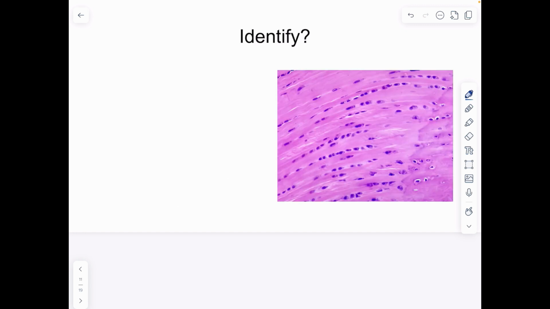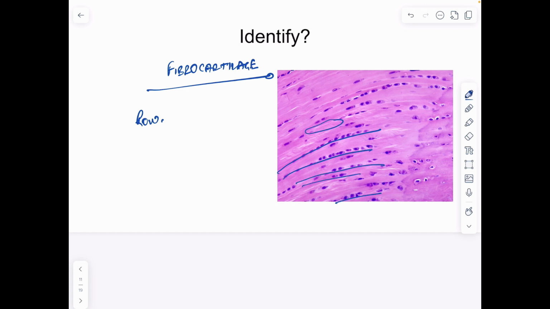Next is to identify the fibrocartilage. Now it is not very difficult to differentiate it from the previous two. Fibrocartilage is identified by the arrangement of the chondrocytes in a row. These small oval chondrocytes are arranged in a linear row within the lacunae, and there are abundant collagen fibers, type 1 collagen, which is very dense eosinophilic fiber in the extracellular matrix. So abundant collagen fibers are present in the matrix.